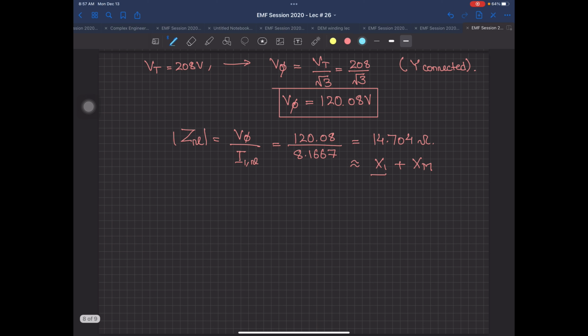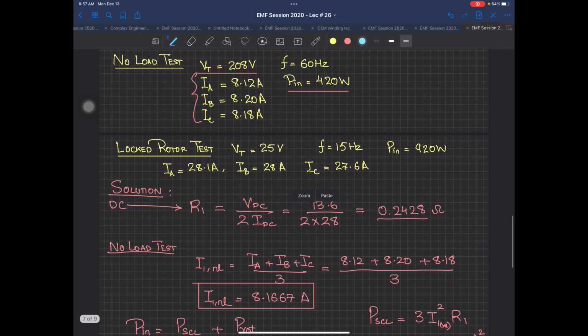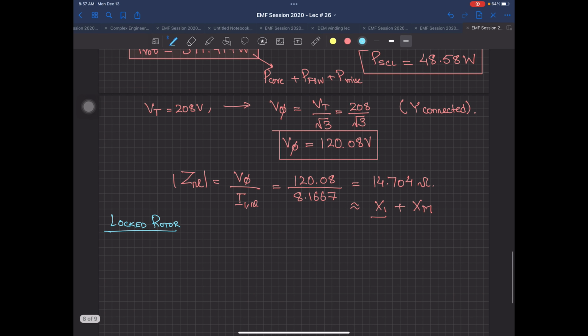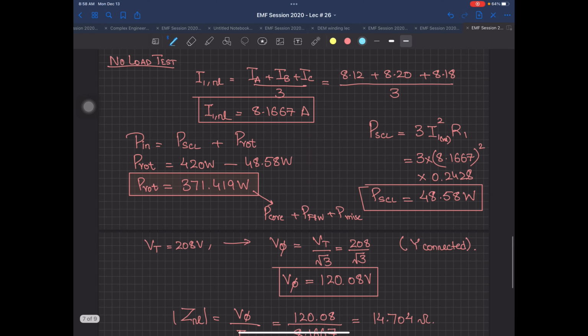The last part of this numerical is the locked rotor test. The data which is coming on now is for the locked rotor. So coming back to the data, I have Vt equal to 25 volts. So this means that corresponding to this, my V phase at LR is going to be equal to 25 divided by under root 3, which is 14.43 volts.